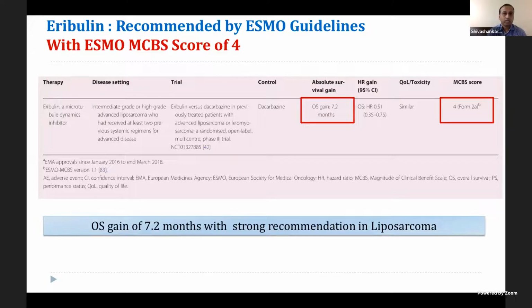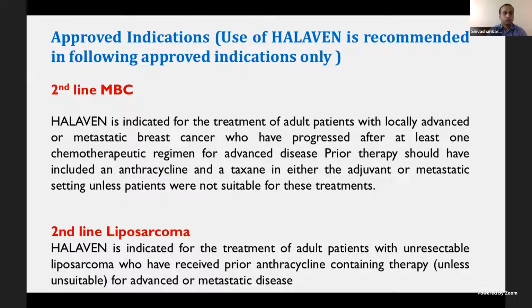So ESMO again recommends use of eribulin in soft tissue sarcoma, particularly in the liposarcoma setting, where it has shown 7 months OS benefit. So to conclude my talk, eribulin has been approved for use in second-line metastatic breast cancer. It is indicated for the treatment of adult patients with locally advanced or metastatic breast cancer who have progressed after at least one chemotherapeutic regimen for advanced disease.